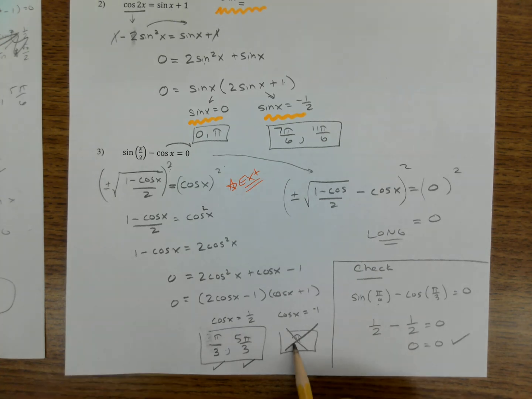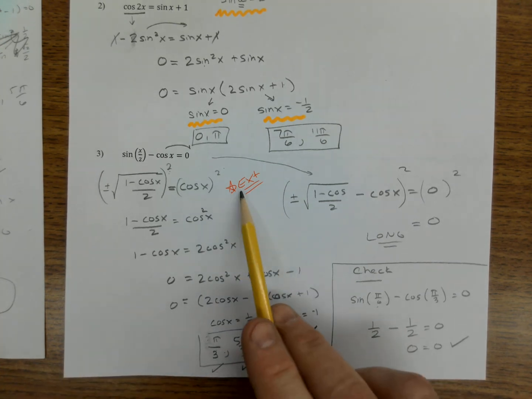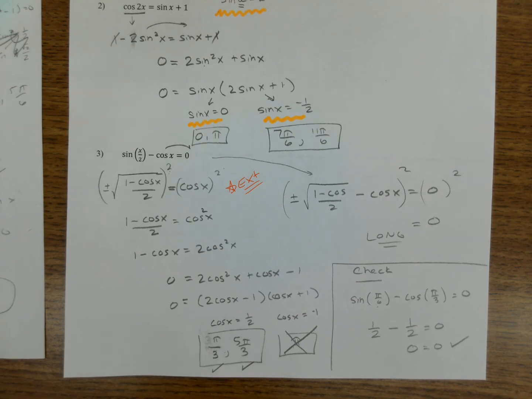That is an extraneous solution brought on when we squared both sides, and you always have to check them if you square them. All right, hope these help with the equations.